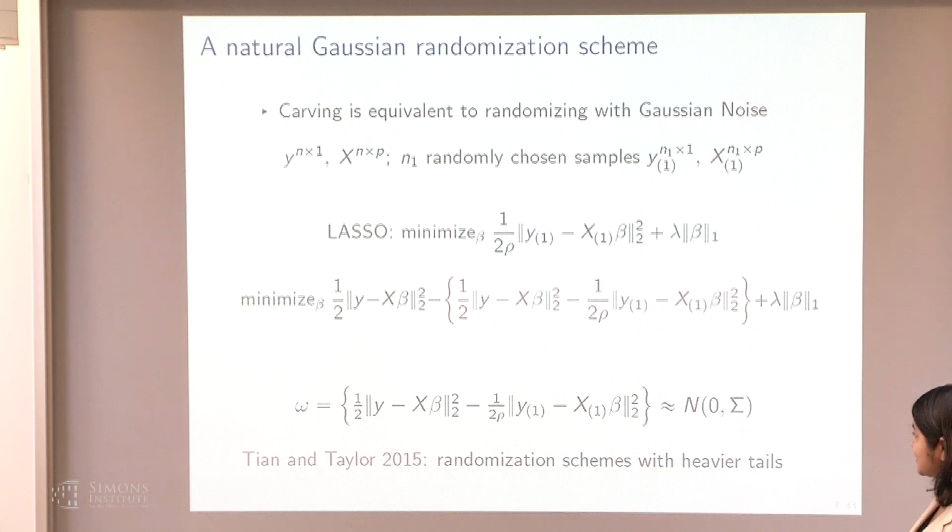And if we look at the gradient of this term and interpret it as some randomization, then it's easy for us to see that this is asymptotically Gaussian with mean 0 and some covariance matrix sigma. It's just basic asymptotics that you can try and see that the gradient of this term happens to be asymptotically a Gaussian random variable with mean 0 and covariance matrix sigma. So what carving is... Stop.